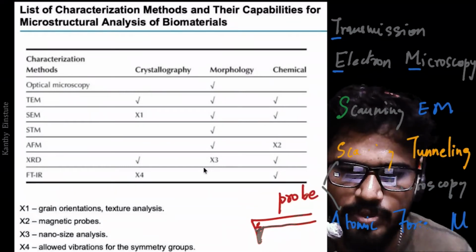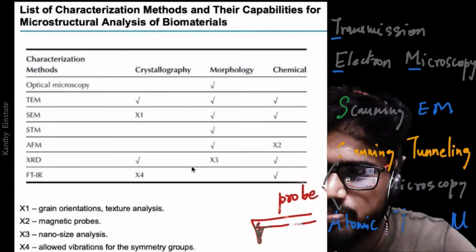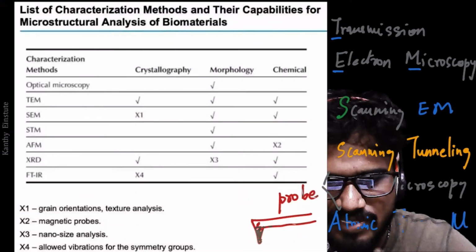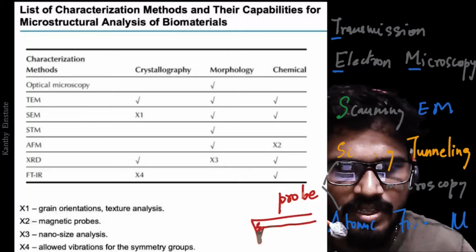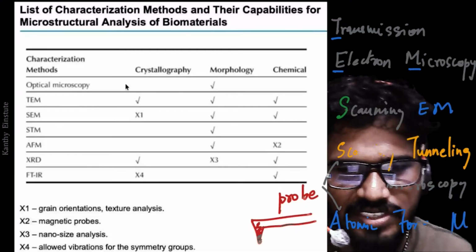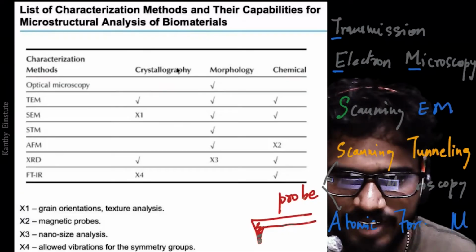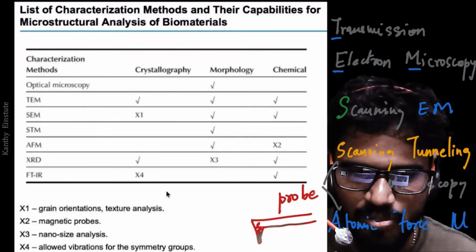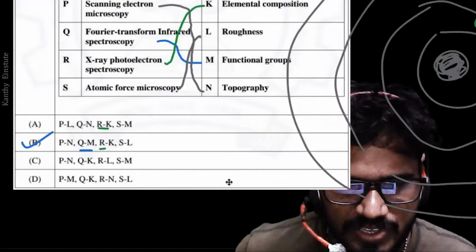In atomic force microscopy, you're going to typically see how that probe is bent, and in scanning tunneling, you will typically see the current flow between the probe and the sample. I have also summarized what you can use for what: crystallography, morphology, and chemical structure. The summary is more than enough for most of the questions they are going to ask you.